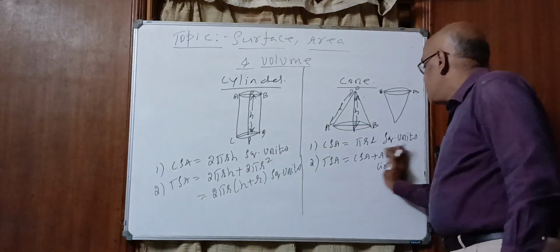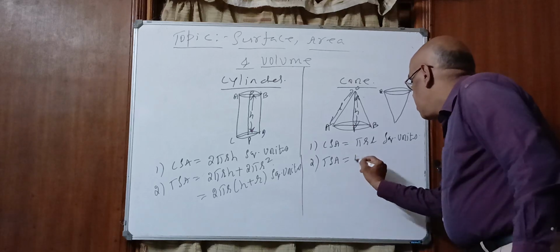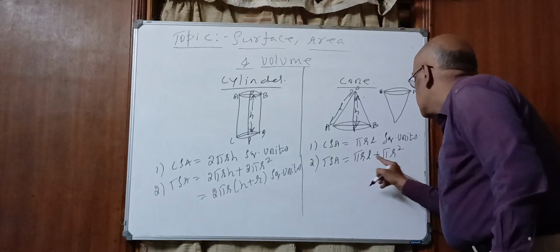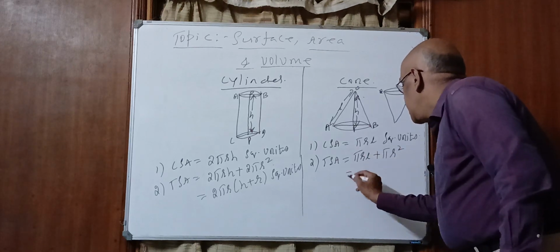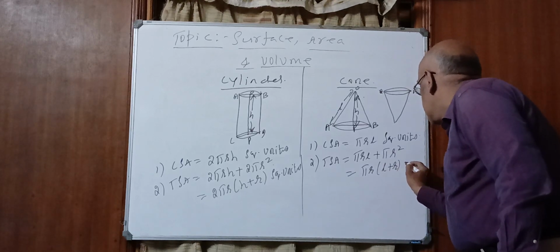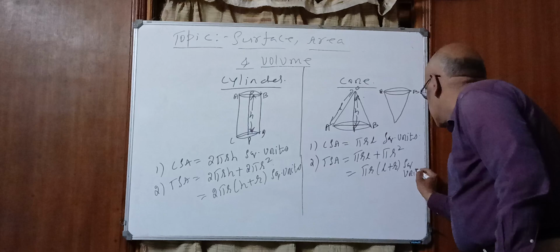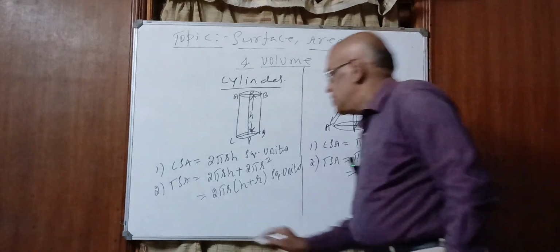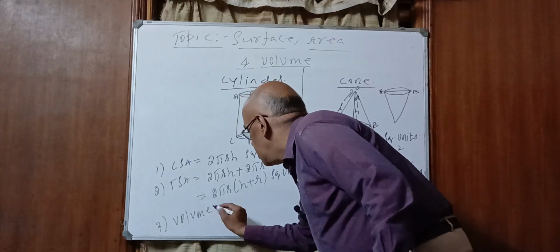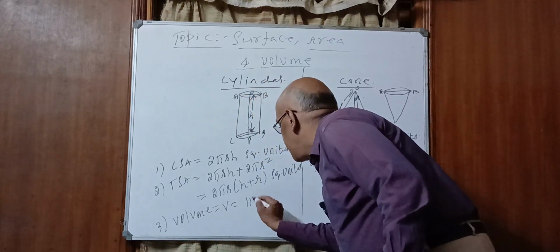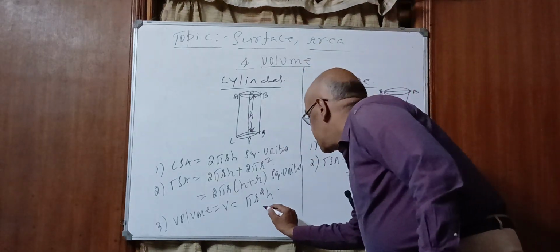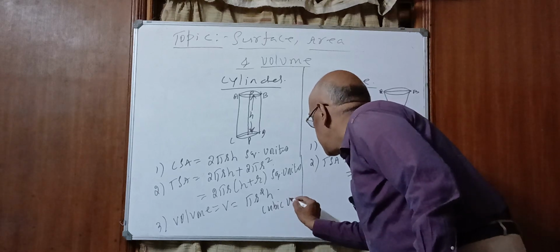What is CSA of the cone, children? Already you know. Pi r l plus pi r square. Again, take common, children. Pi r. What is left here? L plus r square units. Last formula, children. What is that? Volume of cylinder. V is equal to pi r square h. Cubic units.